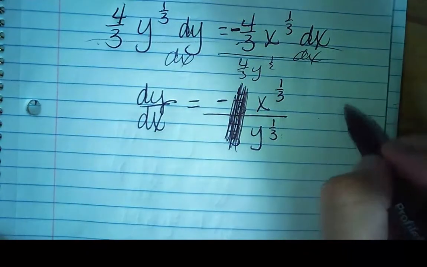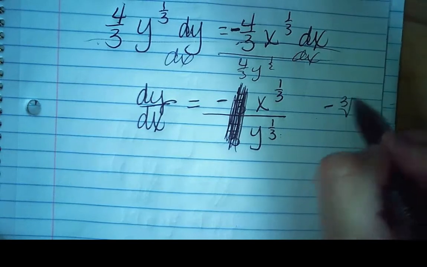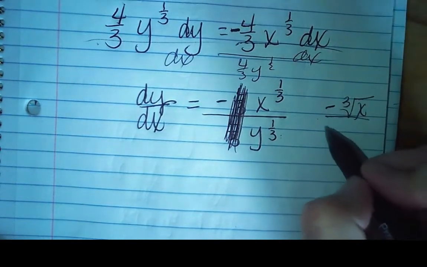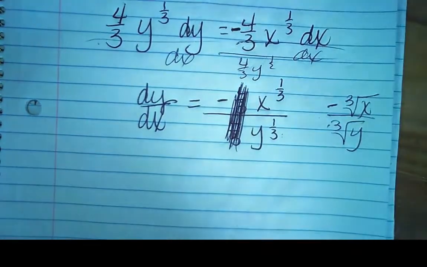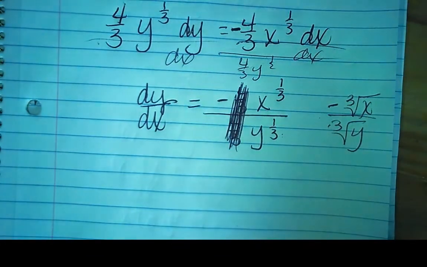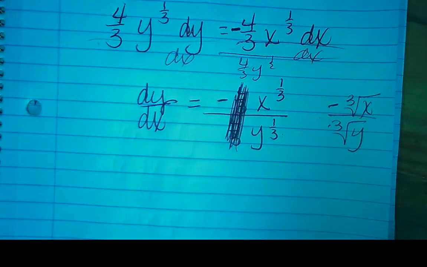Remember what that means is I've got a negative third root of x over a cubed root of y. So that is what that means. All right, let's try it again.